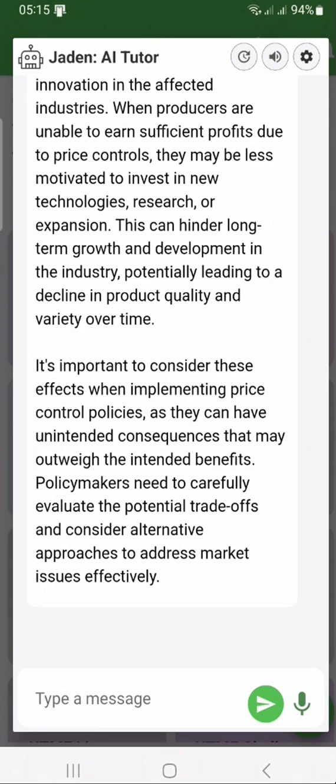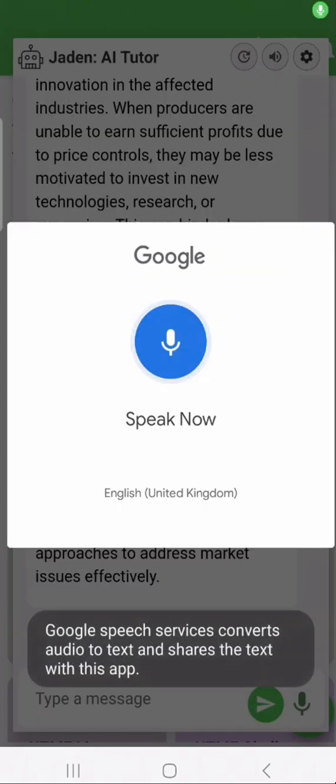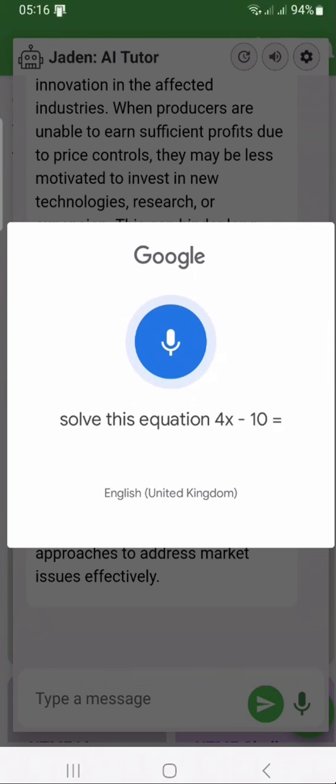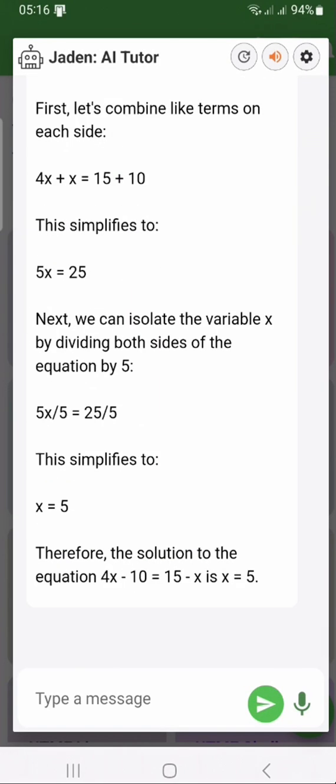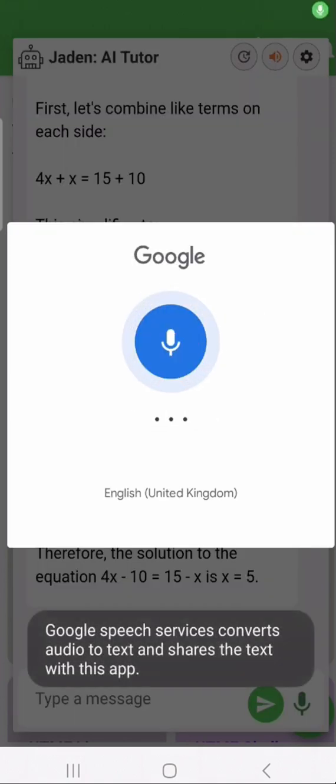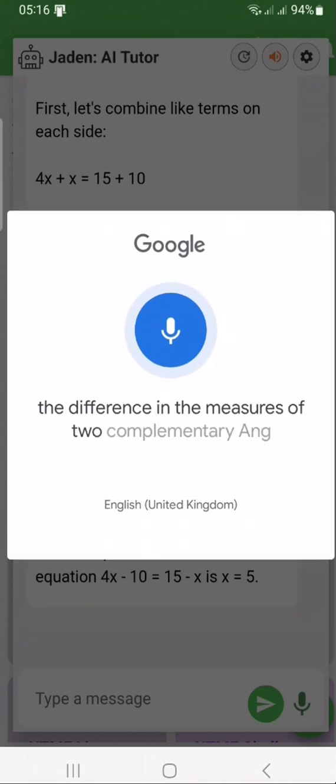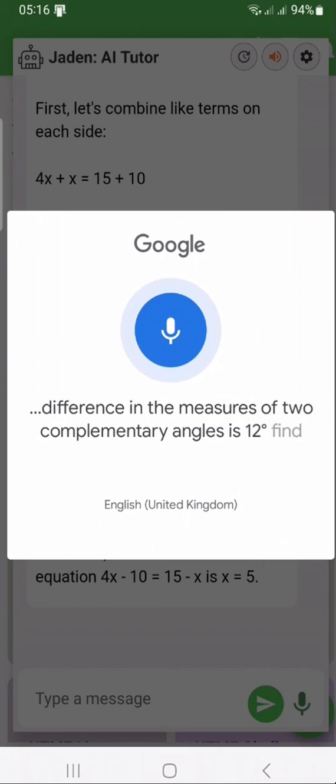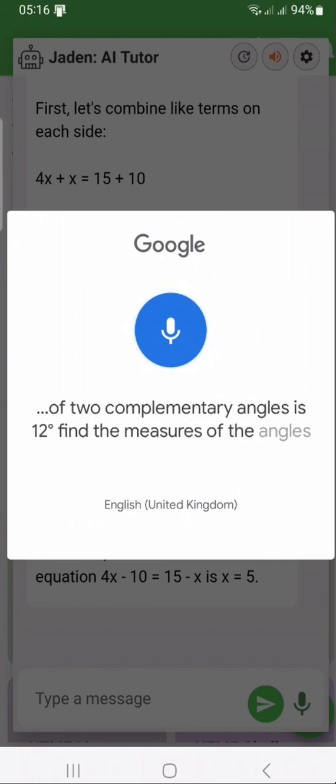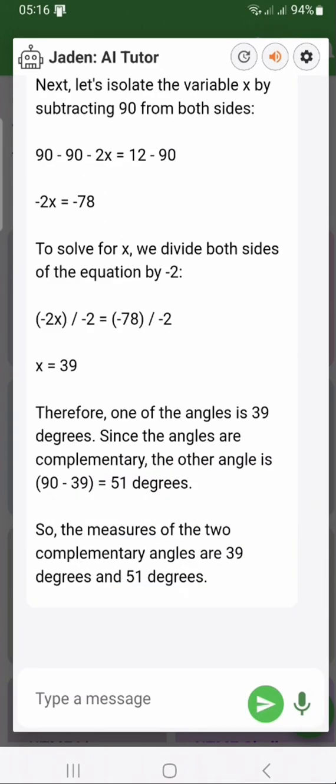Now let's solve some math problems. Solve this equation: 4x minus 10 equals 15 minus x. To solve the equation 4x minus 10 equals 15 minus x, we can start by simplifying both sides. The difference in the measures of 2 complementary angles is 12 degrees. Find the measures of the angles. Let's assume that one of the complementary angles is x degrees.